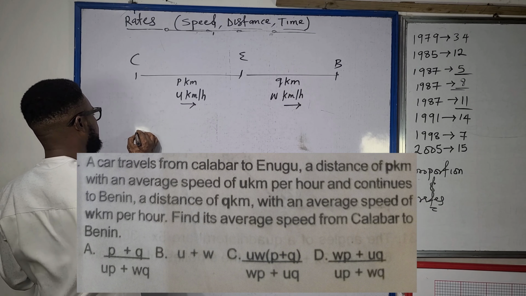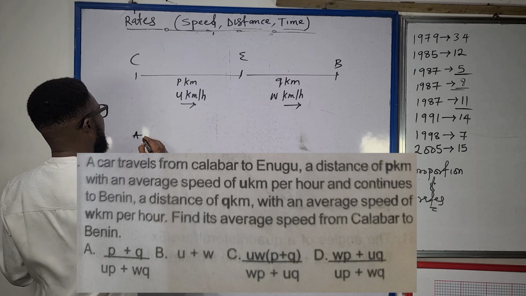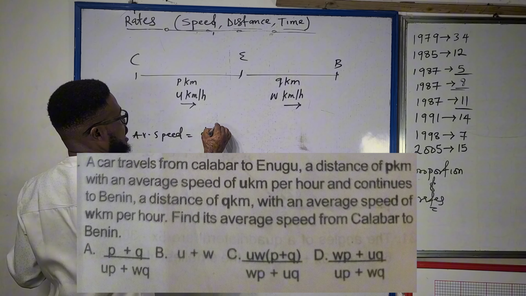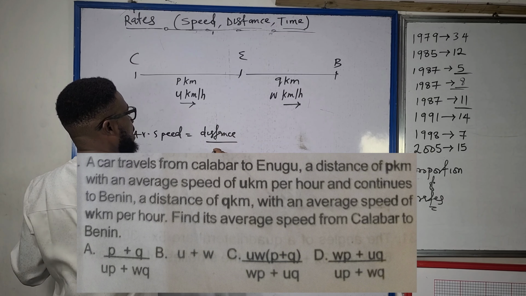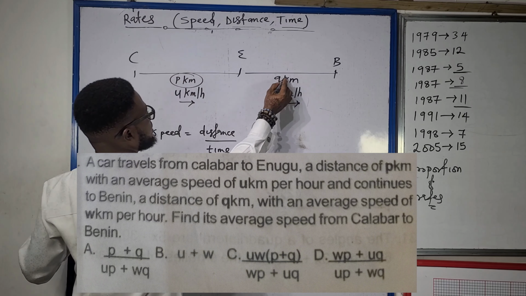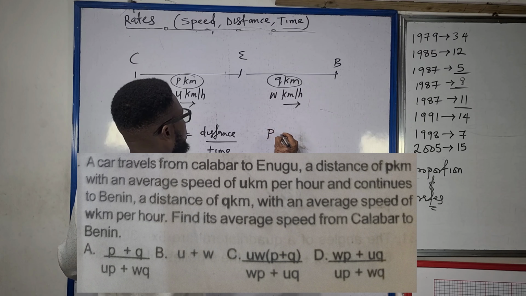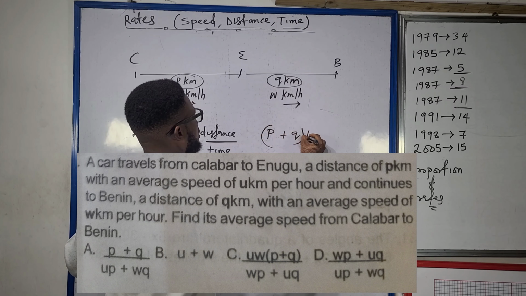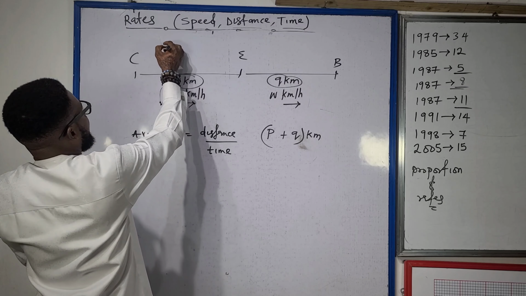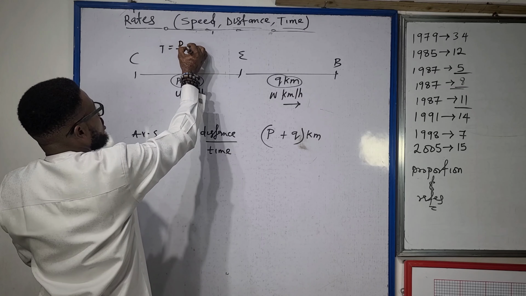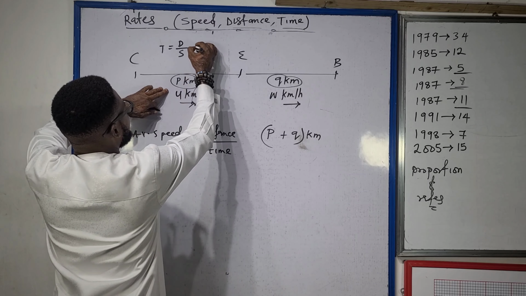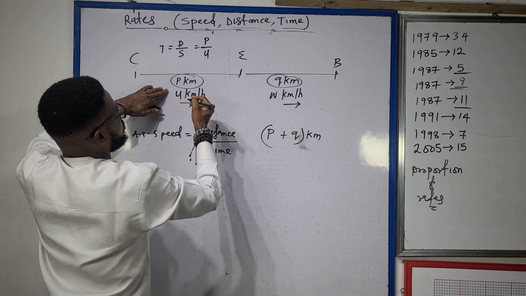Average speed, Calabar to Benin. Average speed is actually total distance over total time. In this case, this is a distance here, this is a distance here, so we talk of P plus Q kilometers. But looking at time, we need to know the timing for this part of the journey, and time is actually distance over speed. The distance here is P over U.